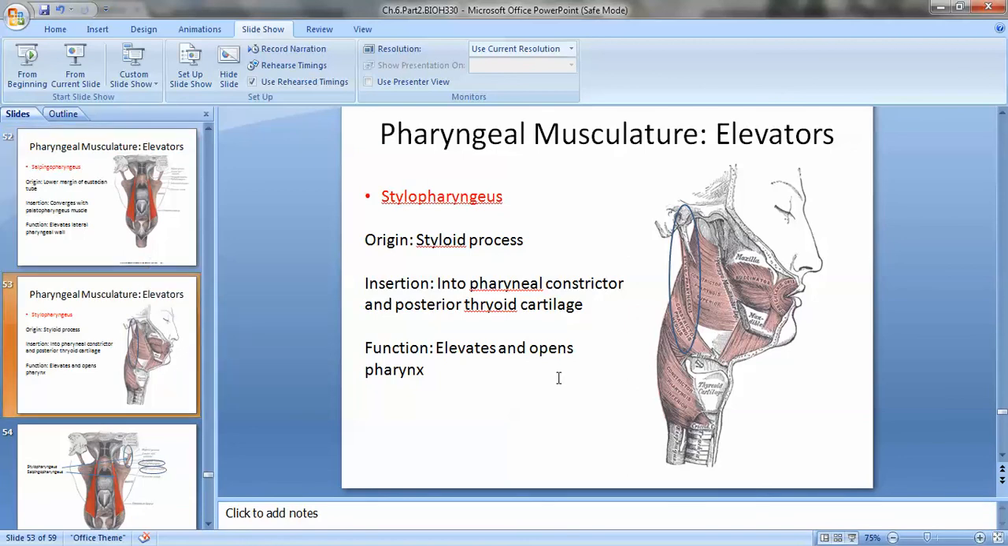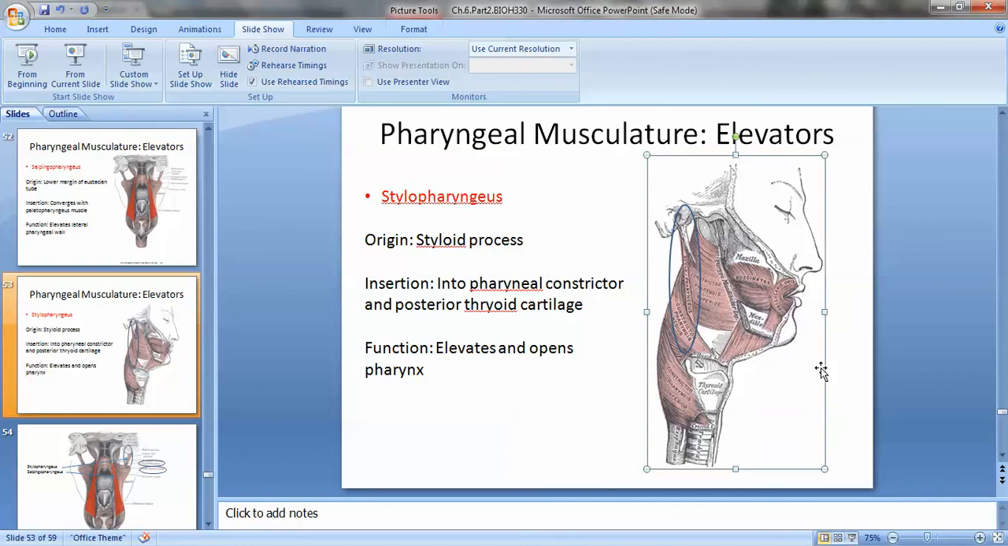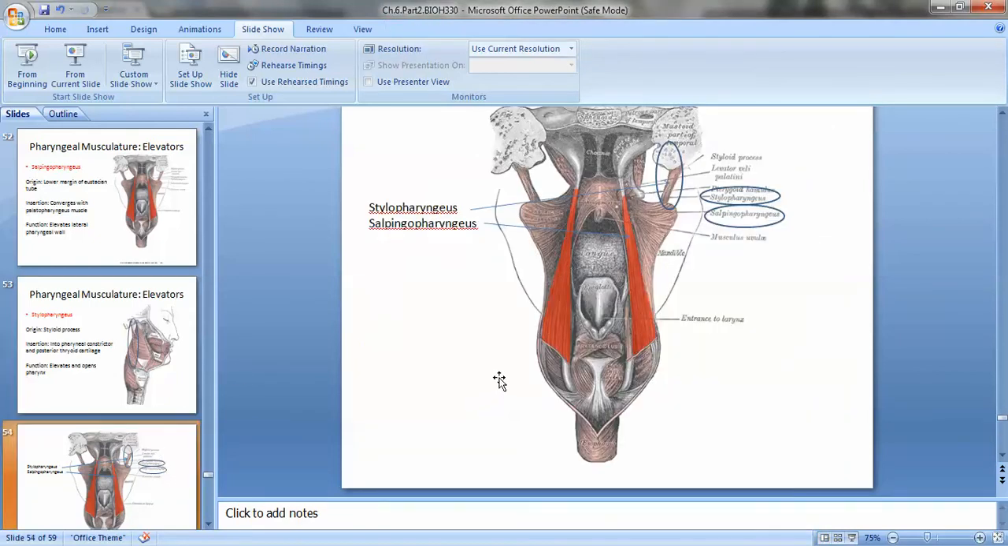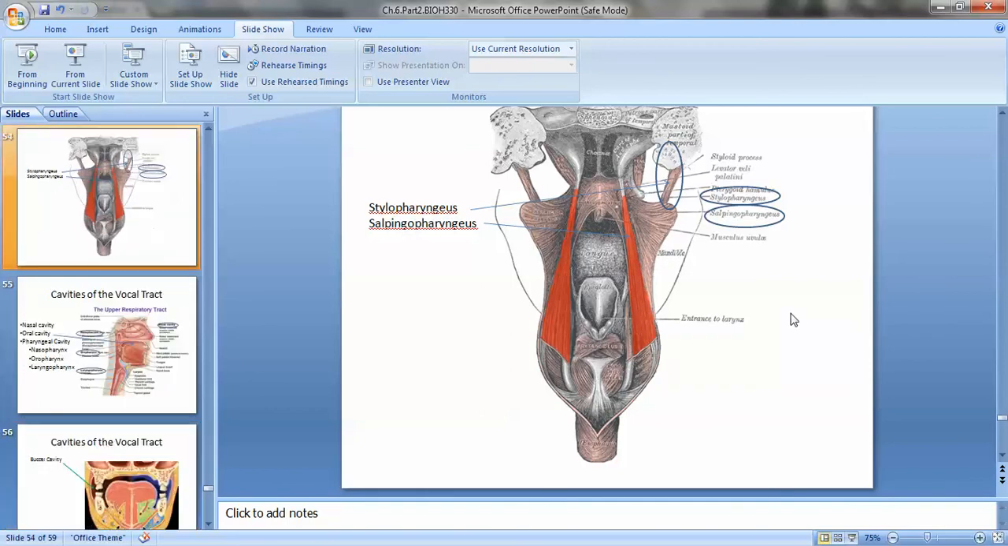Okay, so the next muscle is the stylopharyngeus. So it's this muscle right here. Think of it as nice and thin like the styloid process, and it elevates the pharynx and opens the pharynx. So it's a little tiny stringy muscle. So here's your stylopharyngeus, and then here's your salpingopharyngeus, just to give you guys some orientation.